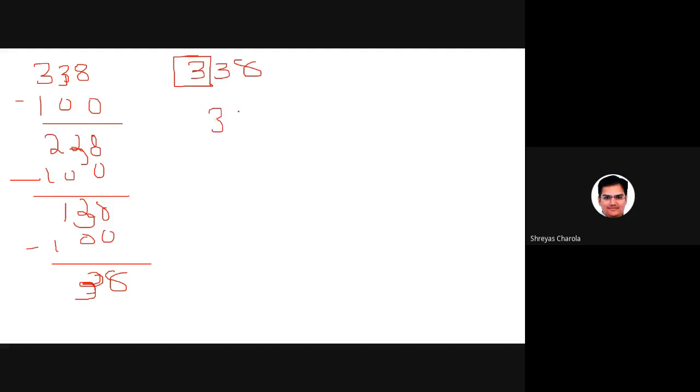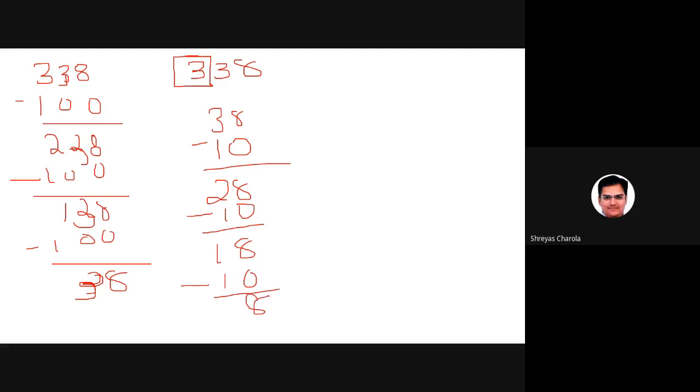Now the remaining is 38. So how many times do you need to do the subtraction? Do the subtraction now using 10, because it's the 10th digit. So 28, 10, 18, 10, 8. How many times did I do the subtraction again? 3 times. So I got the second digit also. And the last remaining is the 8, the last digit.